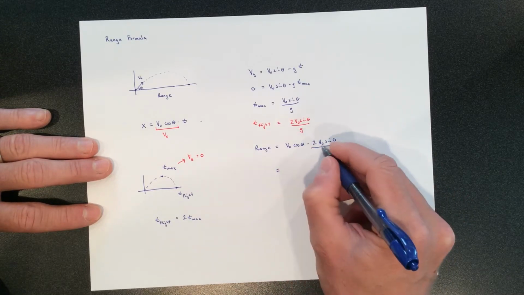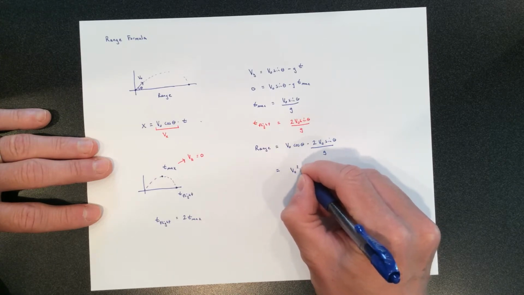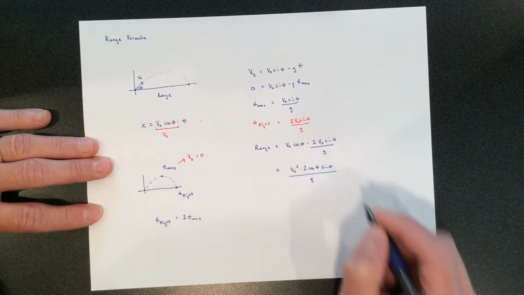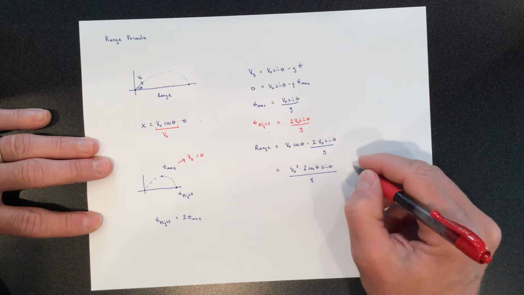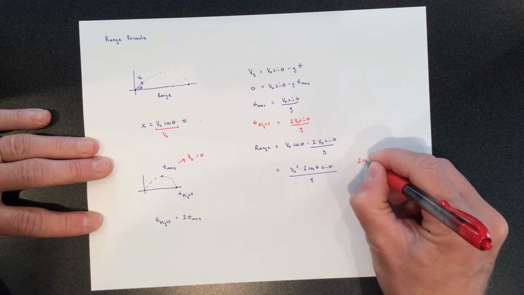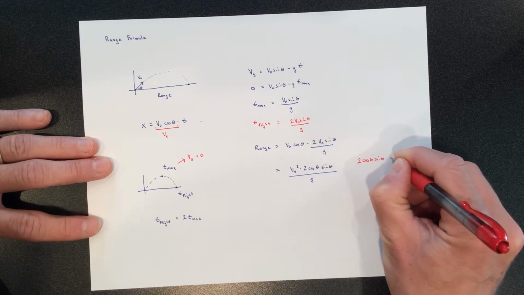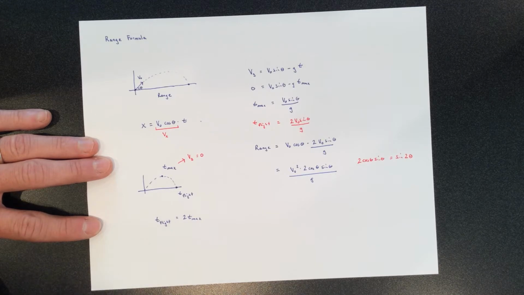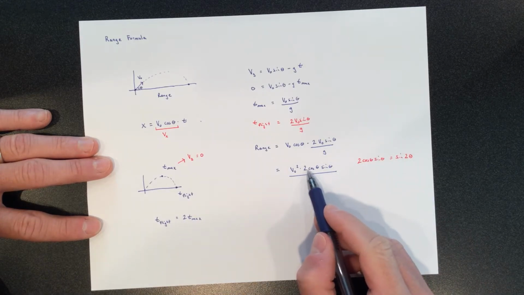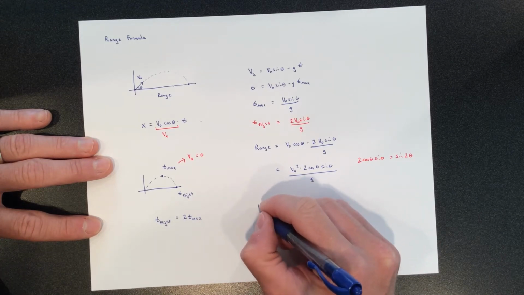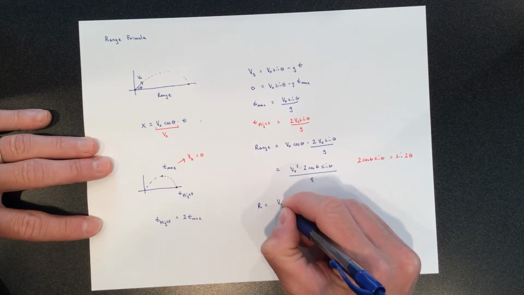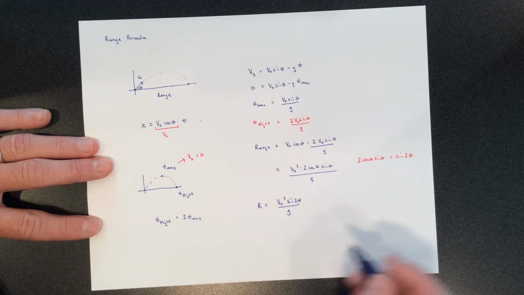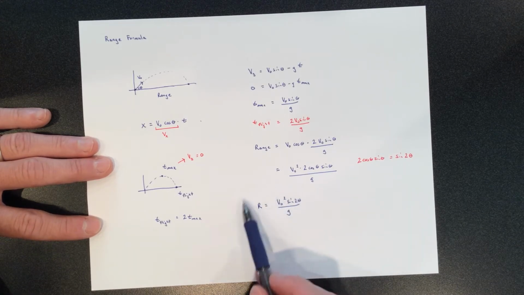So then the range equation is v naught squared, 2 cosine theta sine theta, all over g. And if you remember some of your trig formulas, we know that 2 cosine theta sine theta equals sine of 2 theta. You can look at your angle identity material in trig class if you want to see where that came from. But that's a typical substitution to rewrite this as sine of 2 theta. And so the range equation that you might see in a textbook is v naught squared sine 2 theta over g. And the best part is this is independent of time.